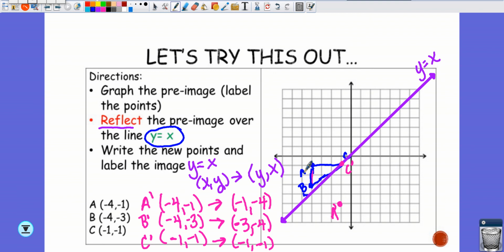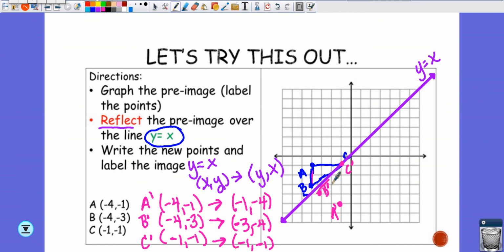This was B right here. This is A. Alright, I'm sorry guys, I graphed the wrong one. So this should have been -3 and 4 and -4. So 1, 2, 3, 1, 2, 3, 4. Okay, -3, 1, 2, 3, 1, 2, 3, 4. That's -4. Alright, and that would be my B prime.